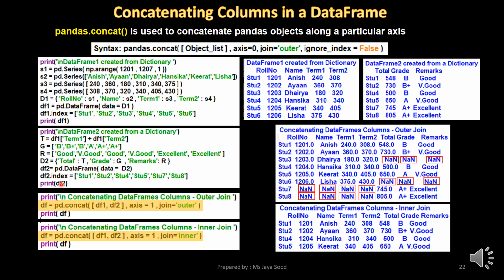Let us now create an inner join using the concat method. df is now created by writing the statement pd.concat, a list of data frames df1, df2, axis is 1, join is equal to inner. The two data frames df1 and df2 will now concatenate along the columns, but only the indexes which are common in both will be present in the resultant data frame as shown here in the output.